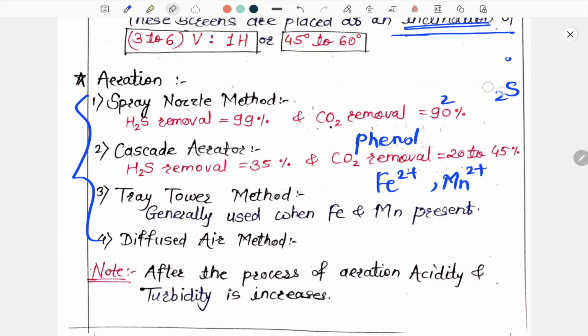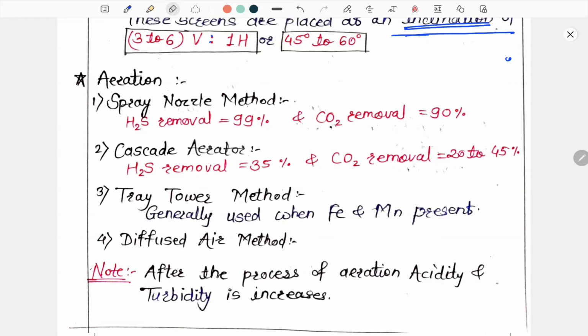First method of aeration is the spray nozzle method. In the spray nozzle method, hydrogen sulfide removal efficiency is 99% and carbon dioxide removal efficiency is 90%. So these percentages are very important. Second method is the cascade aerator. In the cascade aerator, H2S removal efficiency is 35% and carbon dioxide removal efficiency is 20 to 45%.